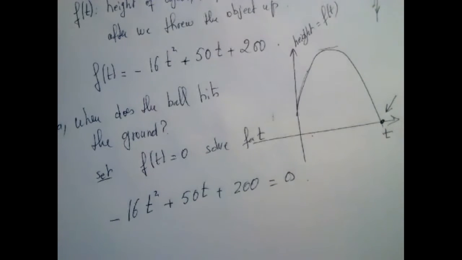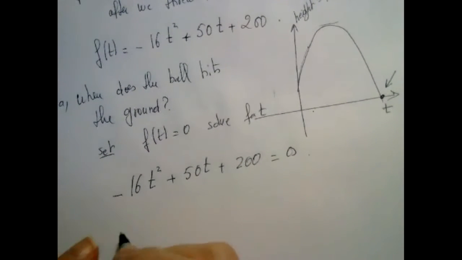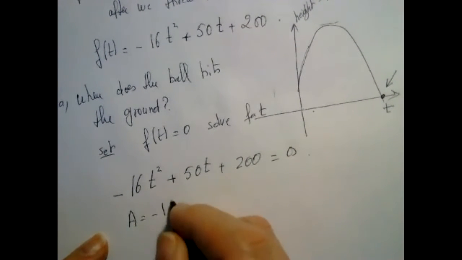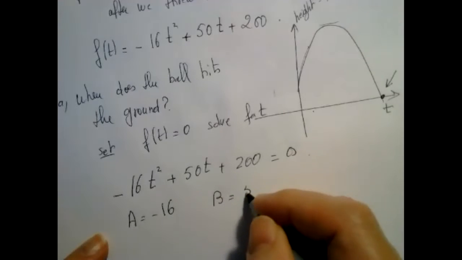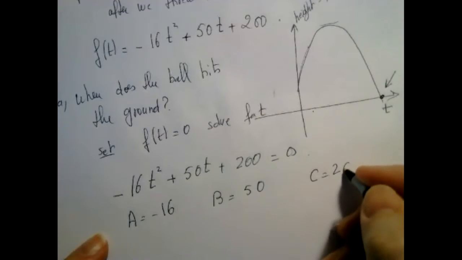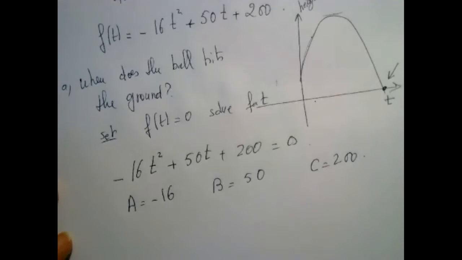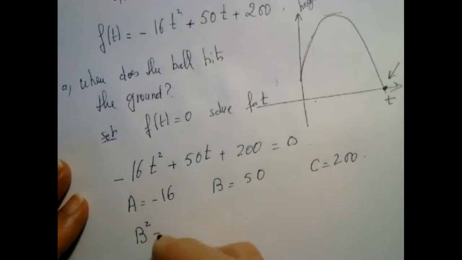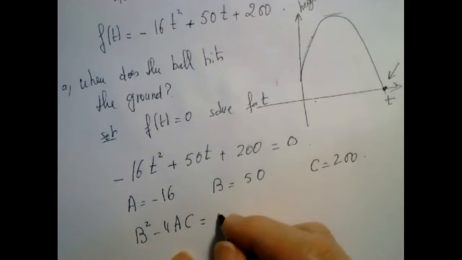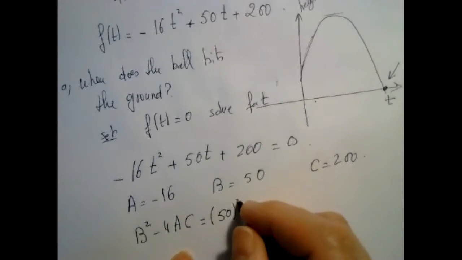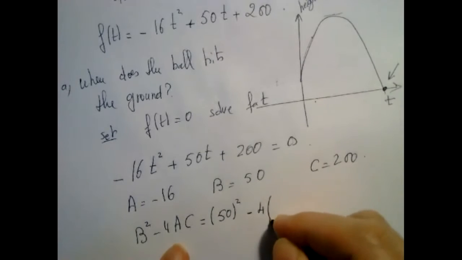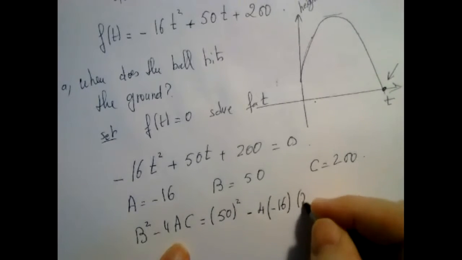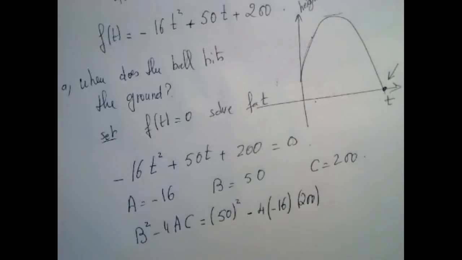Now, of course, we're not going to factor this. We don't know how to factor it, as simple as that. So we're going to use the quadratic formula to do that. So my a is minus 16, my b is 50, my c is 200. And b squared minus 4ac, I will compute it, as I said, always at the beginning, to make the math easy later on. It's 50 squared minus 4 times minus 16 times 200.